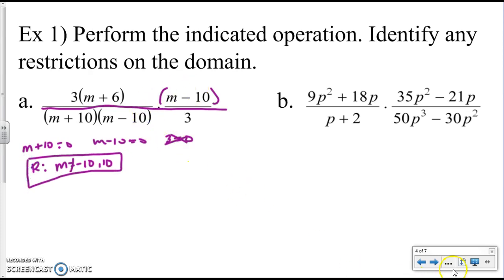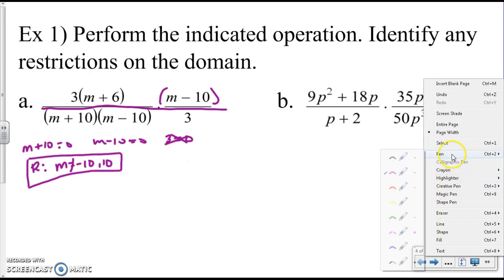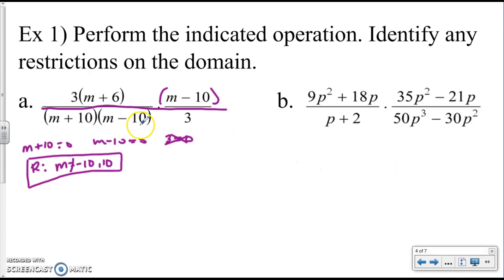And then all I need to do is cancel. I made that one big fraction because I'm multiplying straight across the top, straight across the bottom. So anything in common between the top and the bottom can get crossed off. So I have 3's in the top and the bottom. And I have m minus 10's in the top and the bottom. So I'm left with m plus 6 over m plus 10. Final answer.